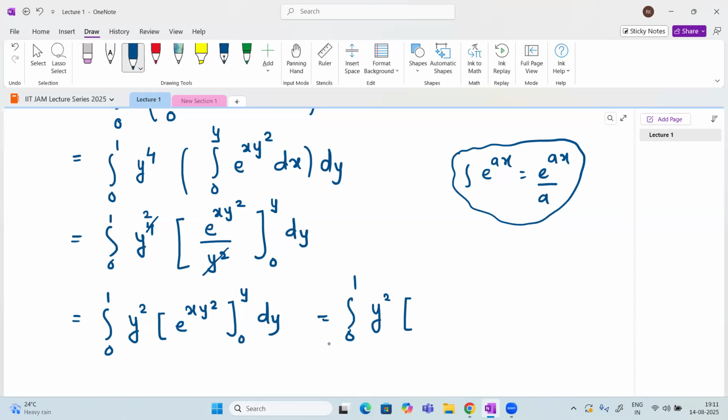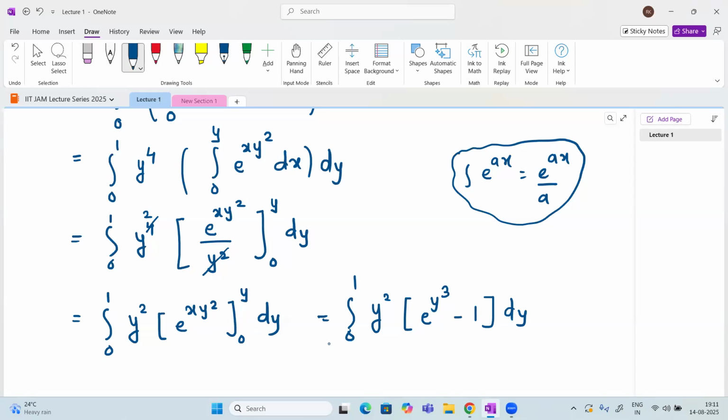When we put x equal to 0, we will get e raised to 0 as 1, which will also come now. I'm going to put y first. So e raised to x y into y square, you will get y cube, and e raised to 0, which is 1. I will directly write 1 here, dy. What will be the next step then?